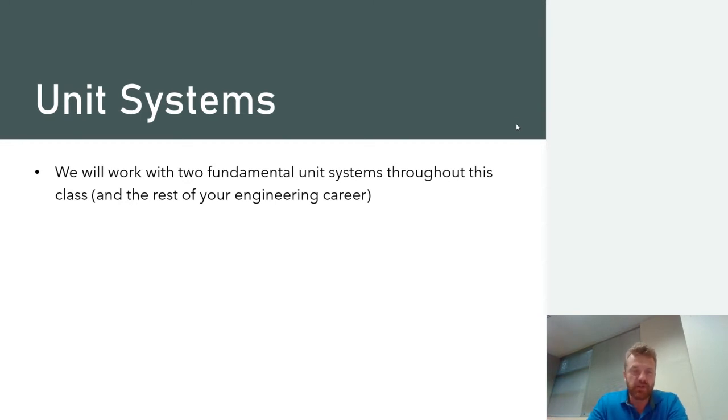So unit systems, we're going to work with two in this class. We're going to work with the metric or SI system along with the empirical system or the U.S. customary system or the foot-pound second system. It gets three different terms in this text because it is so special.